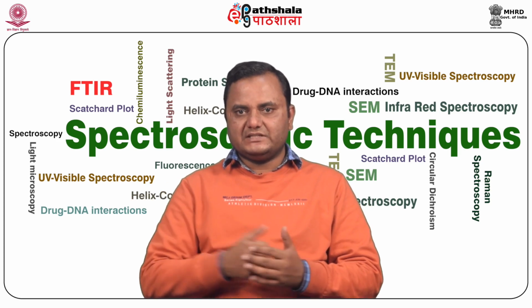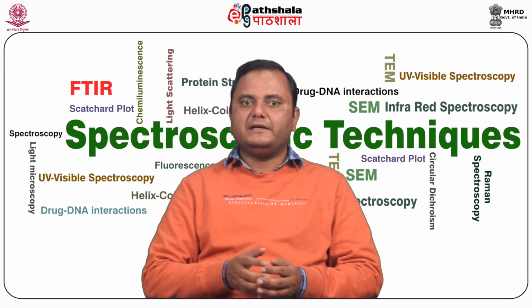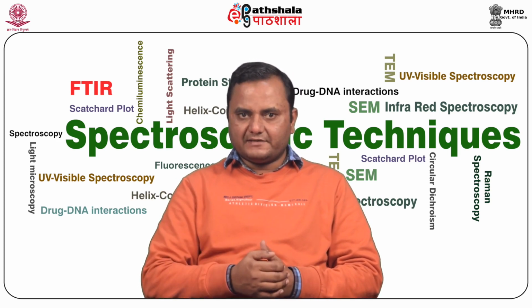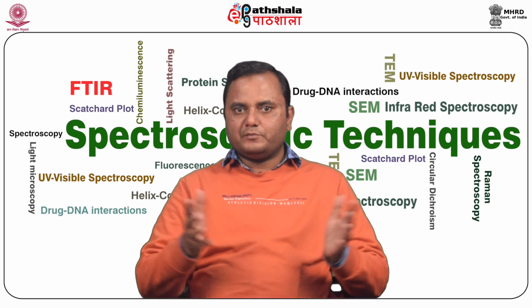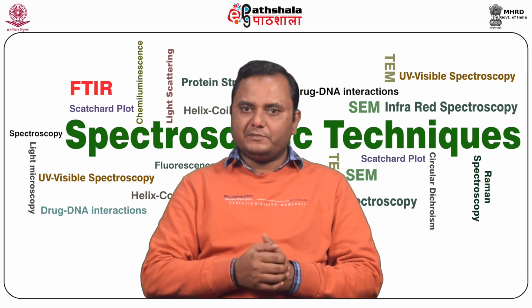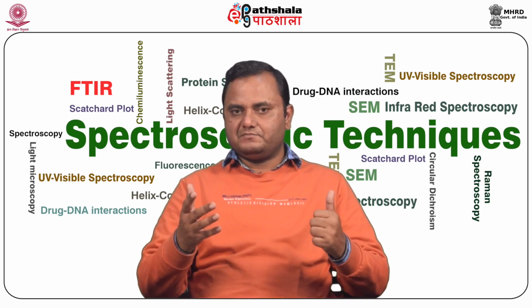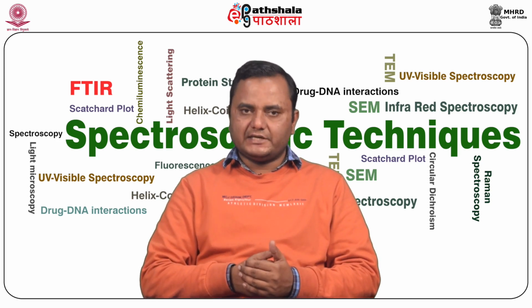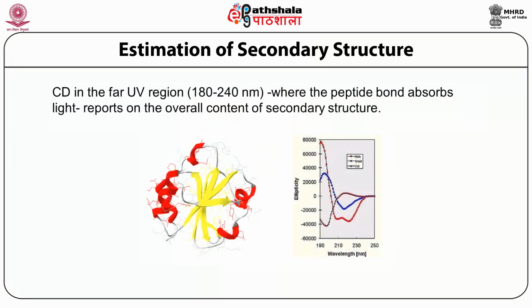That's the major peak in the UV spectrum, and the ellipticity value is around 100 per mole per centimeter. And for the pi to pi transition, it is at 190 nanometer, and this information is used for the estimation of secondary structure content of a protein. In slide number 24, we discuss how CD is used for the estimation of secondary structure of a protein.